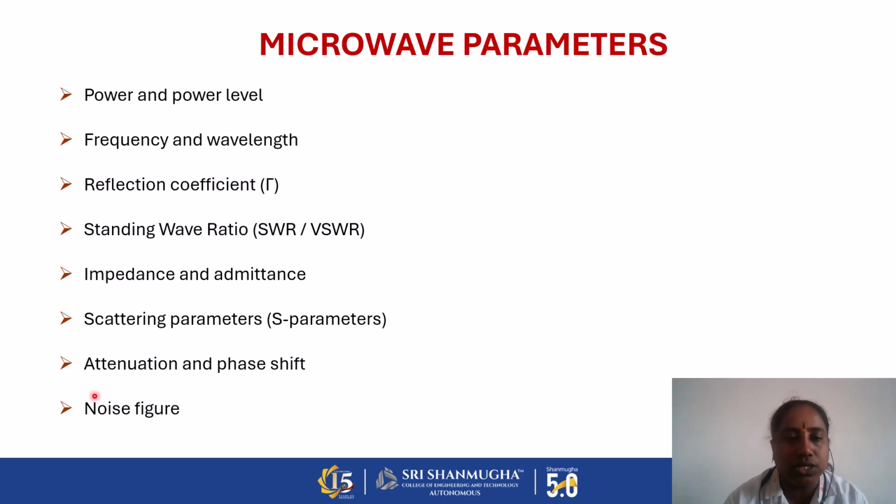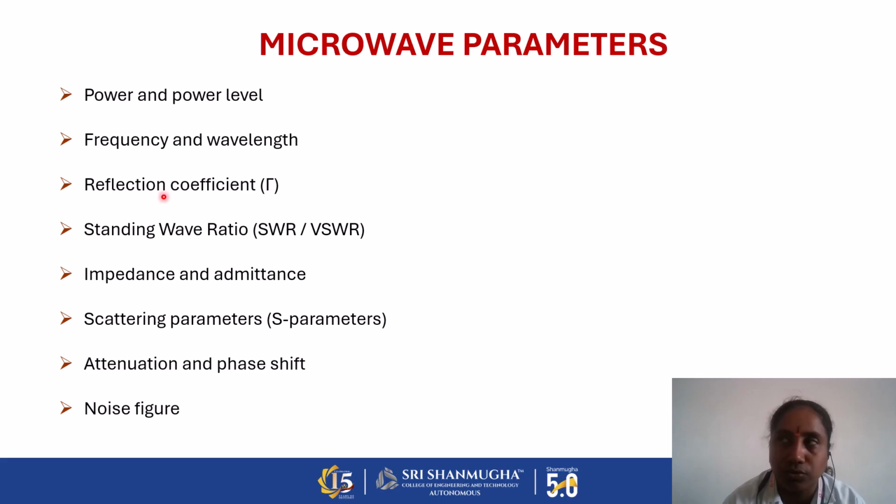Next, these are the general parameters we measure in microwave systems. First, by using the power measurements, we measure the entire power level of the microwave system. And by using the impedance measurement and frequency measurement, we calculate the frequency parameter and wavelength of the corresponding microwave measurement.